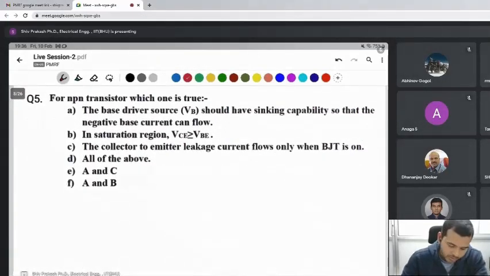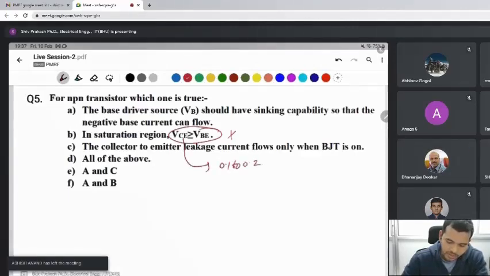Okay, the next question. In NPN transistors, which one is true? The base driver source should have a sinking capability so that negative base current can flow. Another option says in saturation region, VC is greater than VB. This is not possible. VC is always less than VB in saturation region. VC ranges from 0.1 to 0.2, and VB from 0.6 to 0.8.